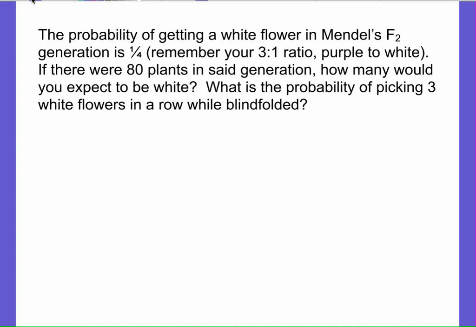But if 1 in 4 are going to be white, and there were 80 plants in said generation, how many would you expect to be white? So you're going to do the same thing that I did with coin flips, right? If I did this 80 times and the probability of getting white was 1 in 4, there was a 1/4 chance. I multiply those two things, and that should give me my answer.